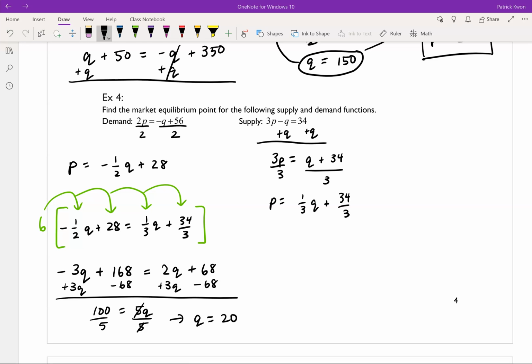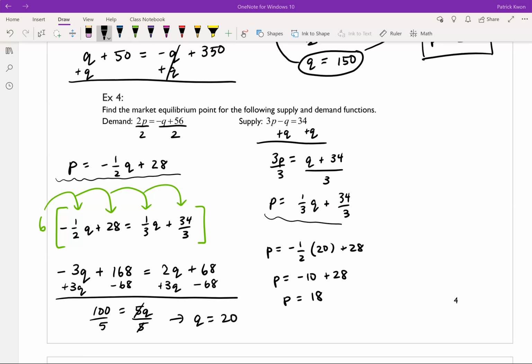Okay, so I've solved for Q, and now I want to solve for P. So we have two equations that we could potentially plug Q equals 20 into, and I'm going to plug it into the demand equation because it looks a little bit easier to deal with. So let's do that. P equals negative 1/2, and our Q value is 20, so I'm going to replace it with 20. And then if I simplify that, negative 1/2 times 20 is negative 10, and then I can add 28 to that, and then we get P equals 18.